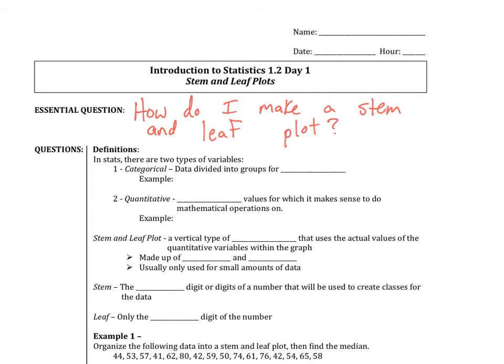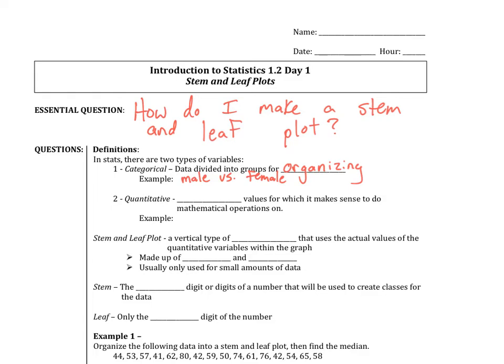In stats, there are two types of variables. There's categorical, which is the data divided into groups for organizing. This would be such as male versus female, or like senior versus junior, breaking them into groups and then comparing data.